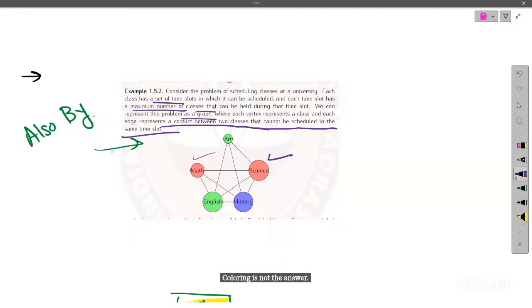So still the answer should be like 4 time slots. Math and arts can be put in the first time slot. Then all the 3 subjects should have another time slot of their own. Yeah, this is not a right answer here. Whatever is given here, it's not a correct answer. Yeah, it may be right. It's not a coloring also, because green is there, red is there.